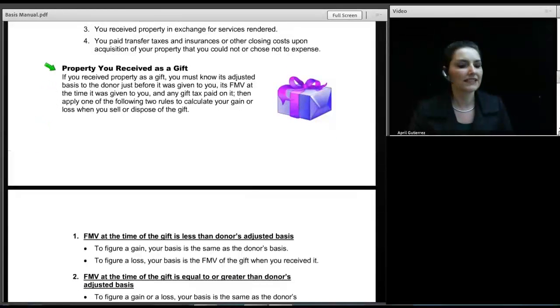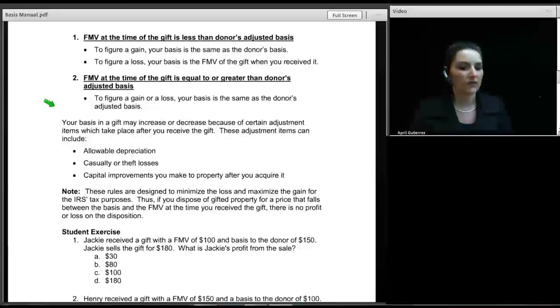So let's take a look at some of these items where what you paid for it is not your cost because you didn't pay for it. Or maybe you did pay for it, but there's an adjustment of some kind. And the first of these in line is property received as a gift. If you receive property as a gift, you must know its adjusted basis to the donor just before it was given to you, its fair market value at the time it was given to you, and any gift tax paid on it. Then apply one of the following two rules to calculate your gain or loss when you sell or dispose of the gift. And here we have the two rules.